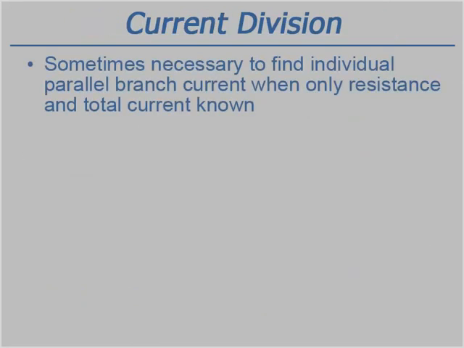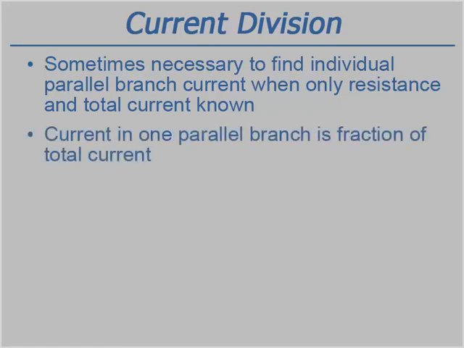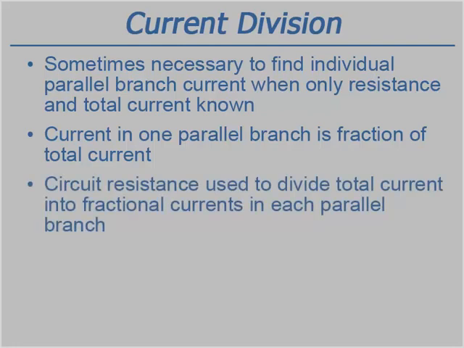Sometimes it is necessary to find the individual branch currents in a parallel circuit when only resistance and total current are known. When only 2 branches are involved, the current in one branch will be some fraction of the total current. The resistance in each circuit can be used to divide the total current into fractional currents in each branch. This process is known as current division.